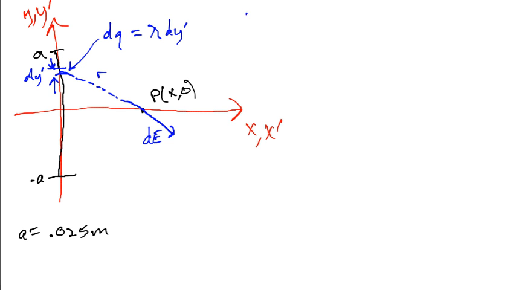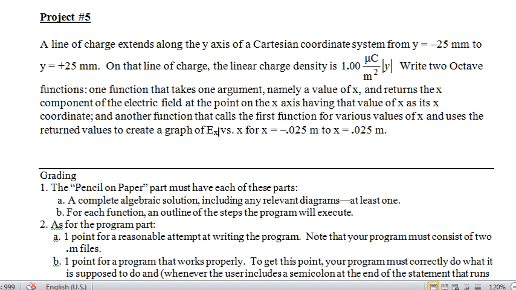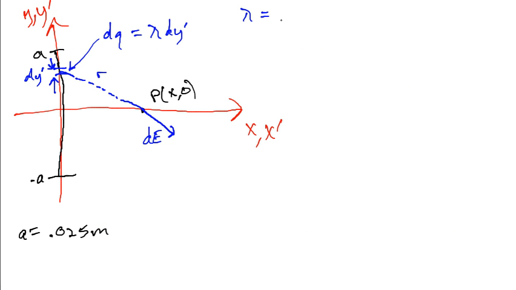And lambda is given as, let's see, 1 times 10 to the minus 6 coulombs per meter squared times the absolute value of y. Call it y prime. Now here's the thing, for any little bit of charge, a distance y prime up, and by the way I should say how far up it is.